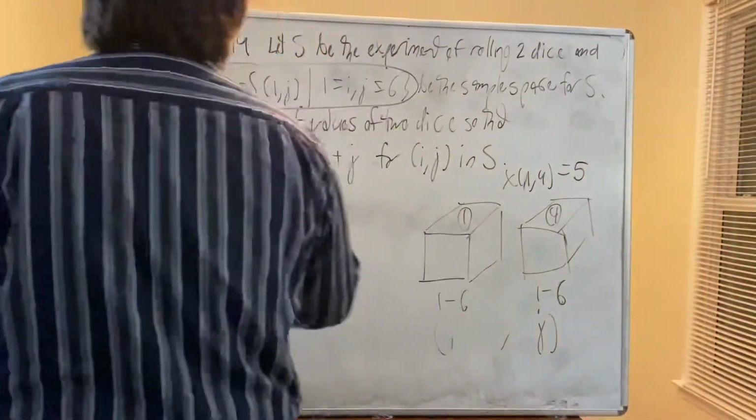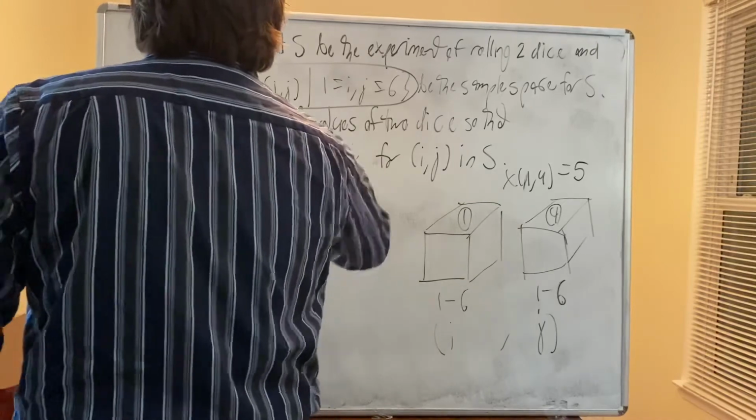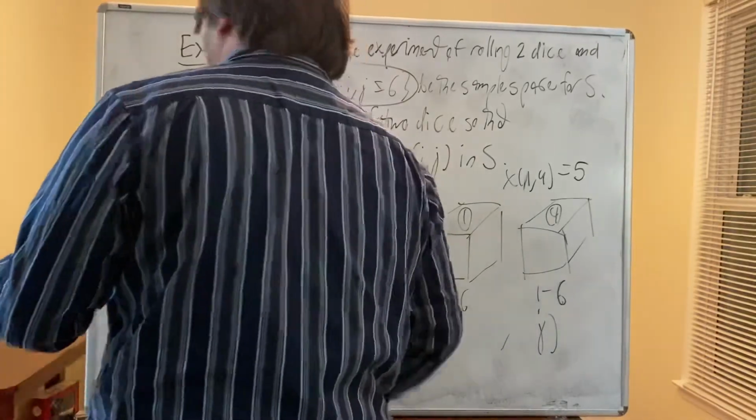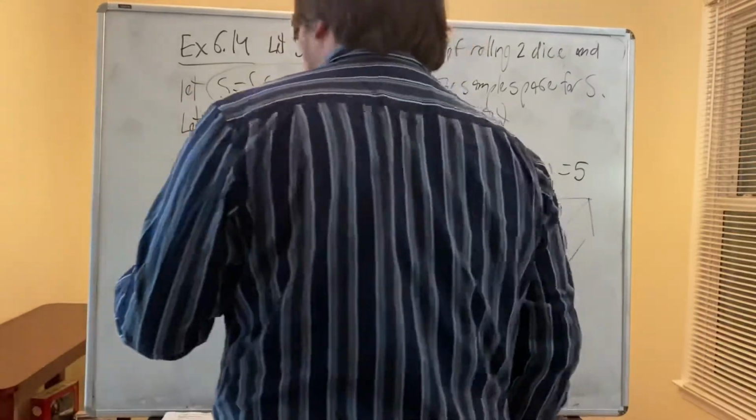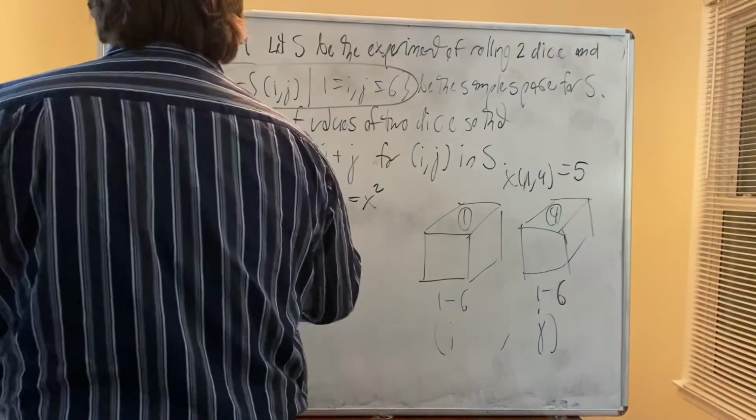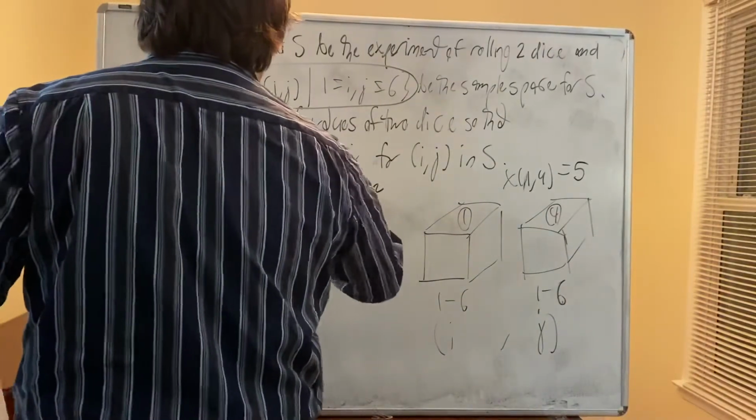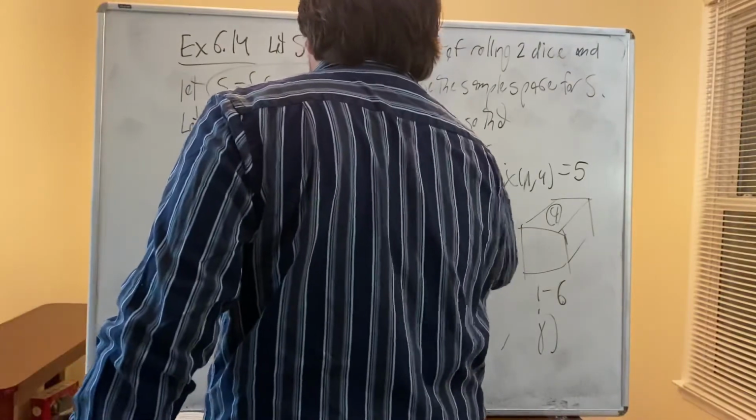Okay. Let g be the function g of x equal to x squared, for negative infinity less than x less than infinity. What is g of X?